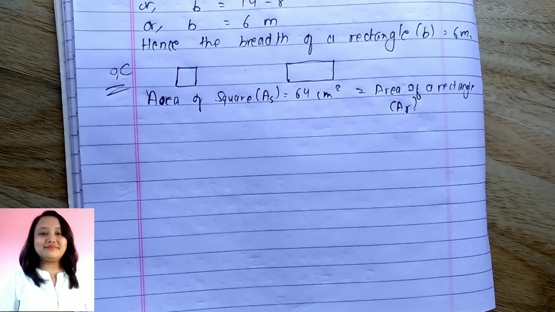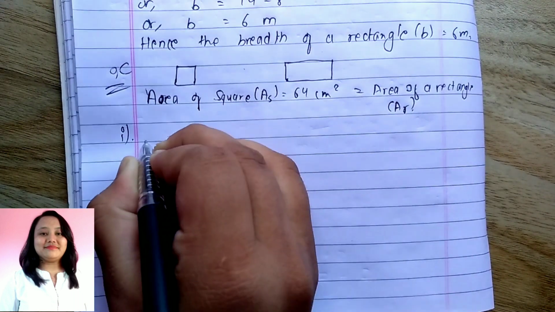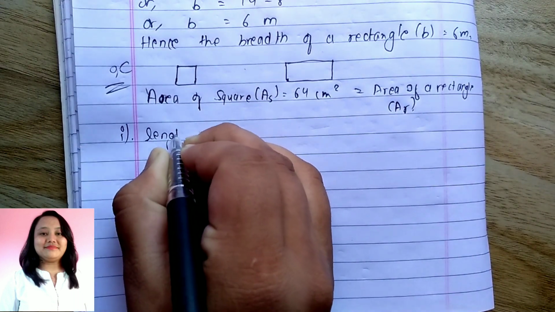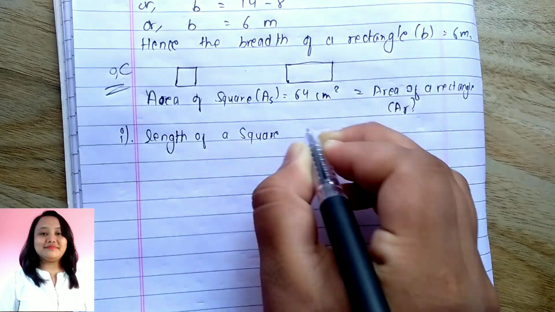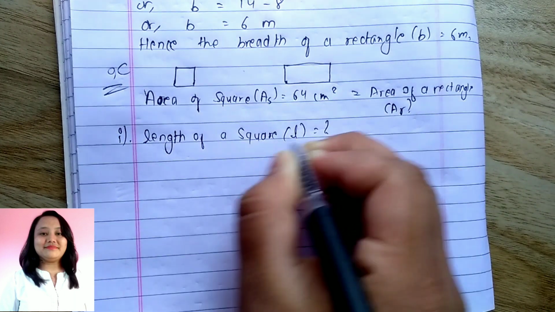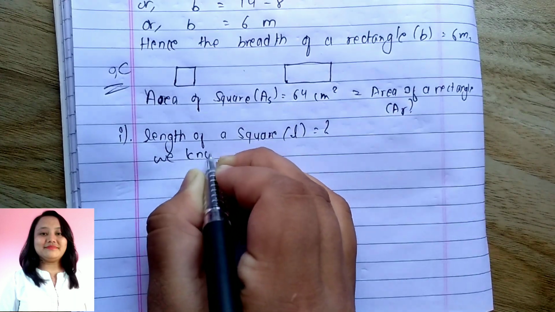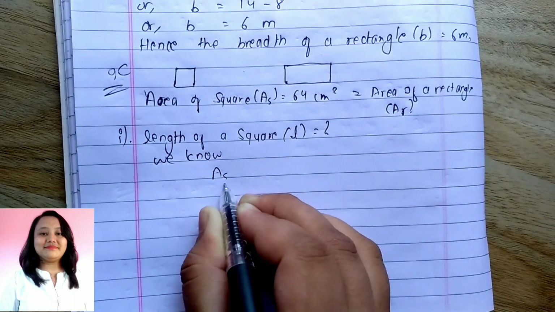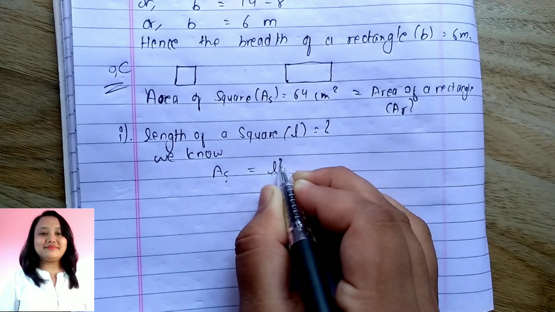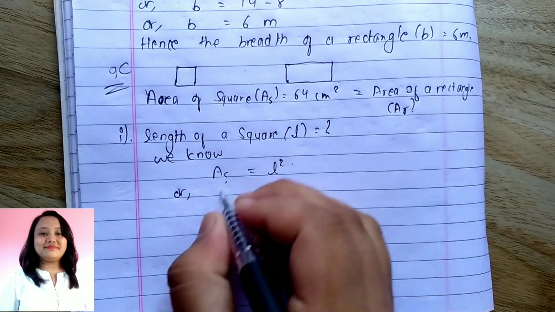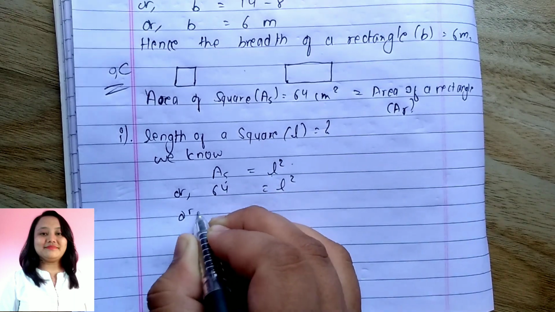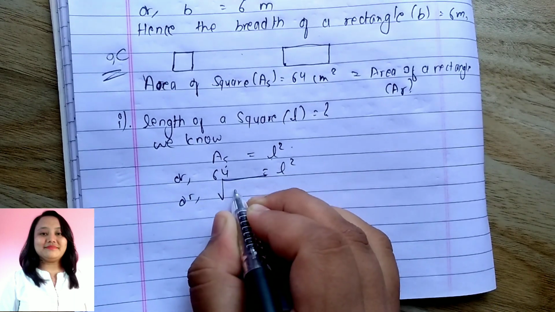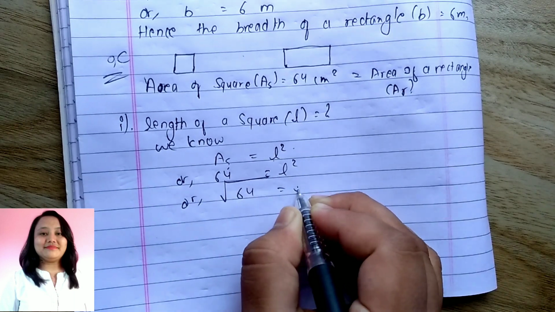Then the first question asked is the length of a square. So L equals what? We know the area of a square equals L square, right? We know that very well. So 64 equals L square. This square goes to the other side and it becomes the square root of 64 equals L.